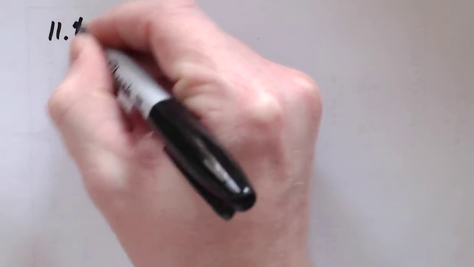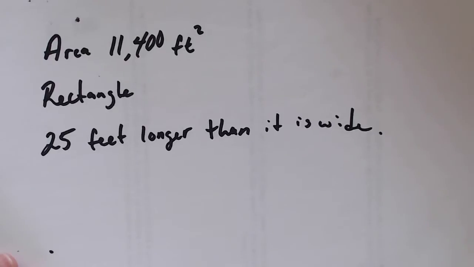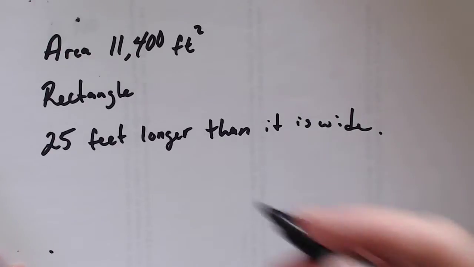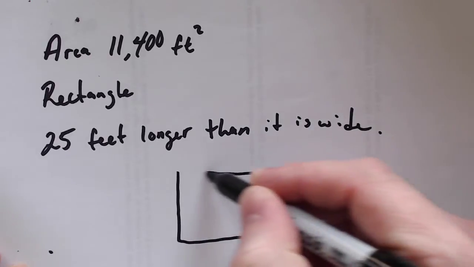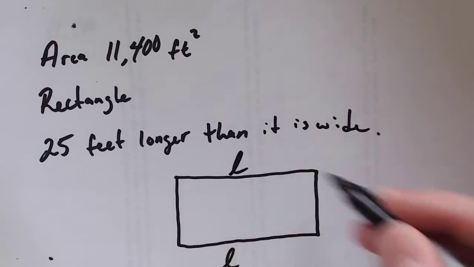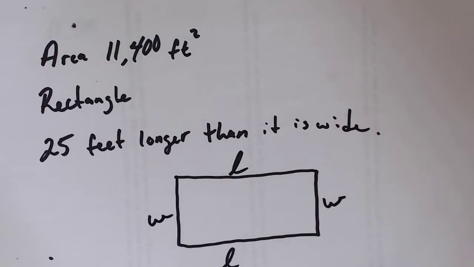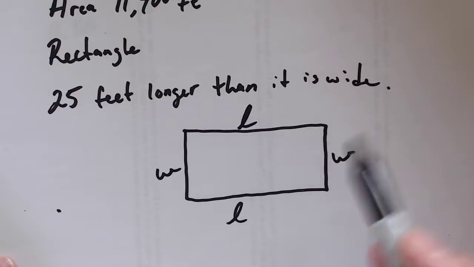So the question states that the area is 11,400 square feet. The movie screen is a rectangle and it's 25 feet longer than it is wide. So if it's a movie screen and it's a rectangle, you're going to have the length and the width. Now it says that the length is 25 feet longer than it is wide.